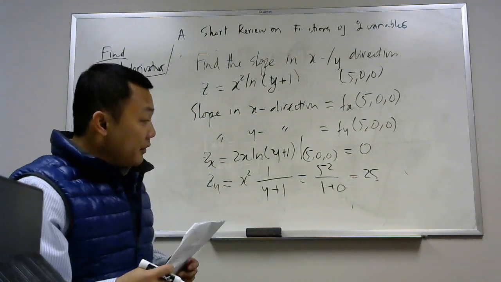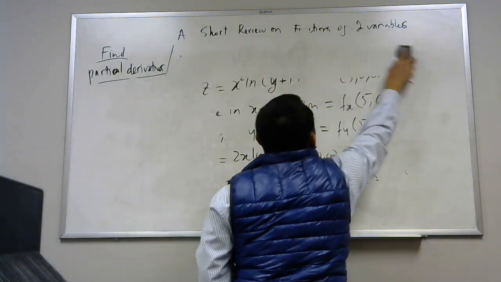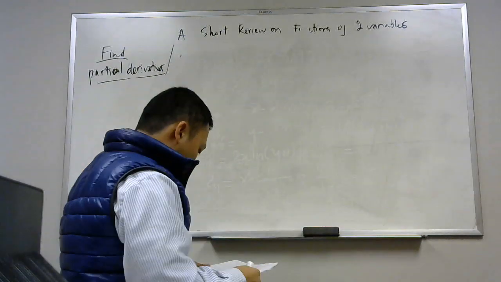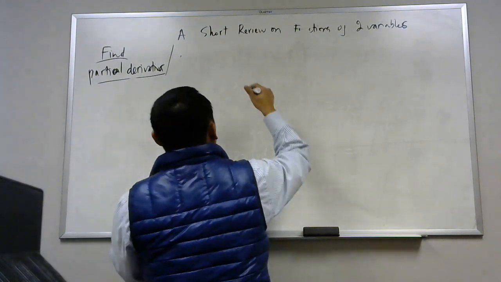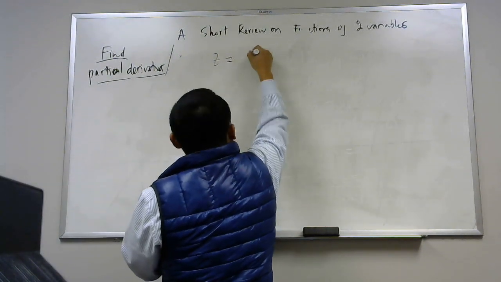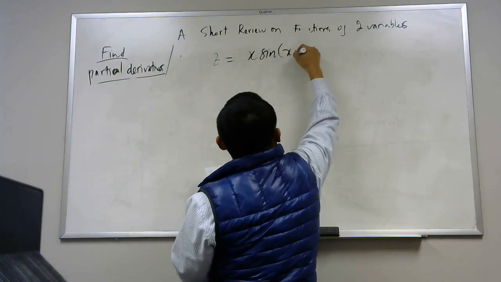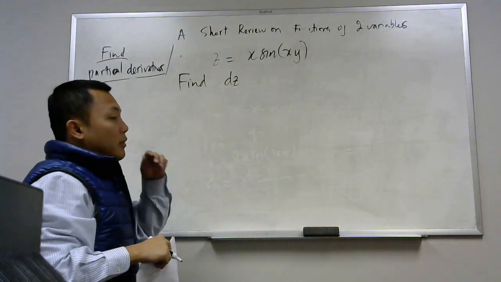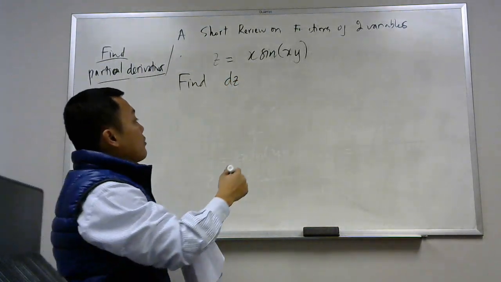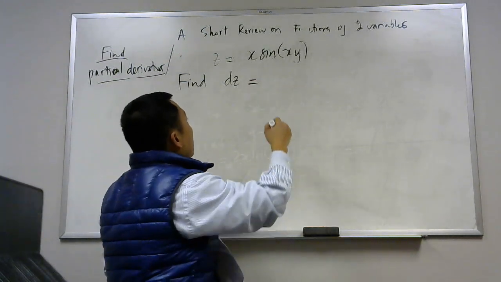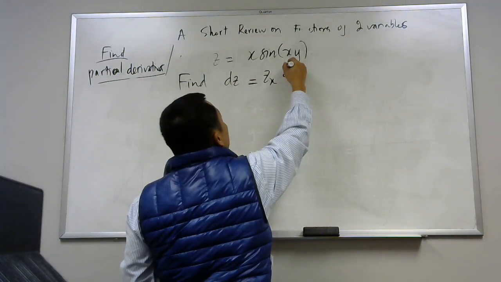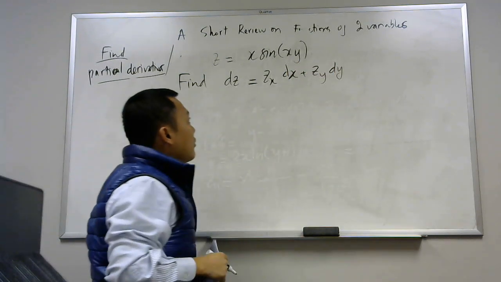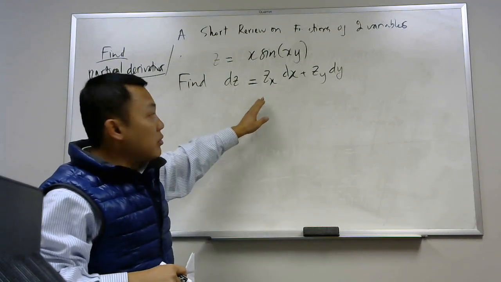Next, differential. Find the total differential of the following function: z equal to x sine xy, and we need to find dz. Okay, so that is total differential. Let's write out the definition of total differential. That is zx dx plus zy dy, right? Whereas zx and zy are partial derivatives.